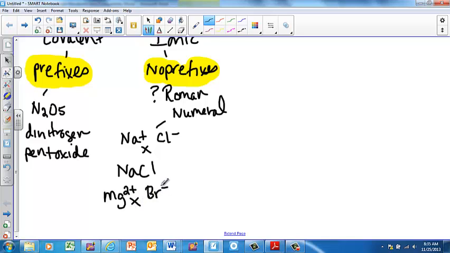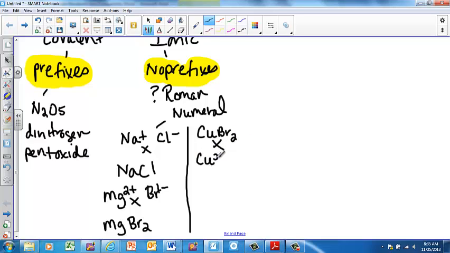So I'm going to need 2 of those negatively charged bromides to cancel out, or if you do the crisscross, since this is a 1 here, that becomes the subscript for the magnesium, so I need 1 magnesium and 2 bromides. Okay? Now, again, where the Roman numeral piece comes in here is that for a combination of copper and bromide, I can have 2 options. Okay, and this is how I would know which one it was. If I had CuBr2, I'd have to uncrisscross it.